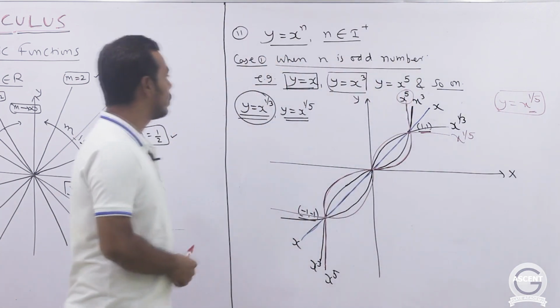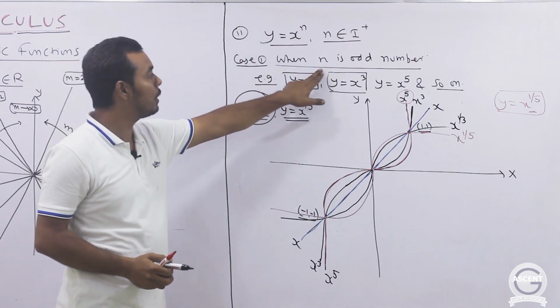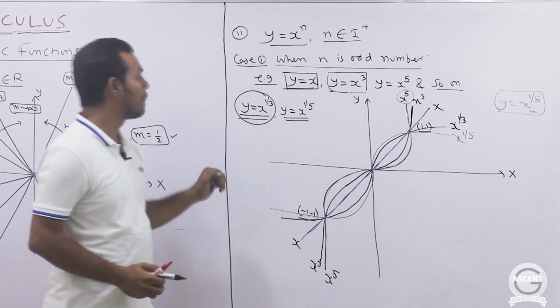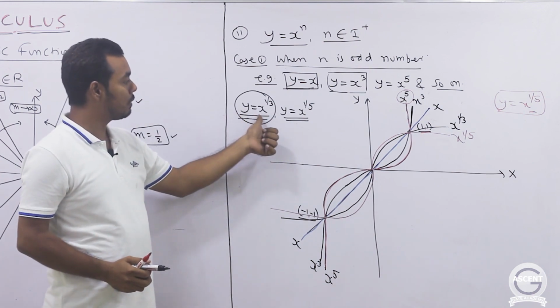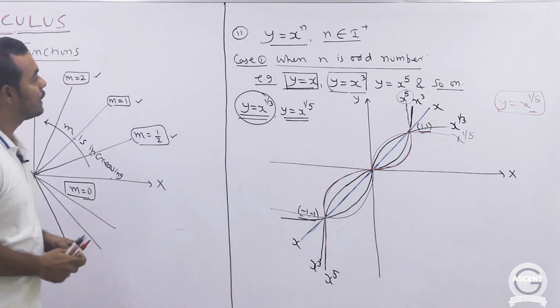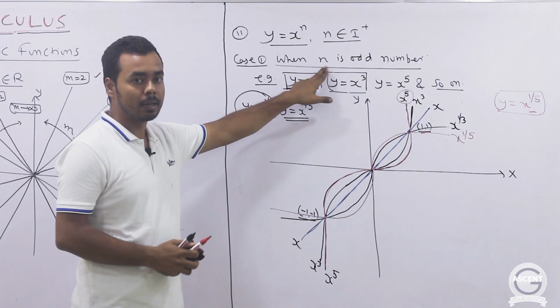Okay, so this is how we draw the graph of y equals x to the power n when n is an odd number. These were the graphs of x cube, x to the power 5 and so on, and we also learned how to draw the graph of x to the power 1 by 3, 1 by 5 and so on. Now we will see how to draw the graph of x to the power n when n is an even number.